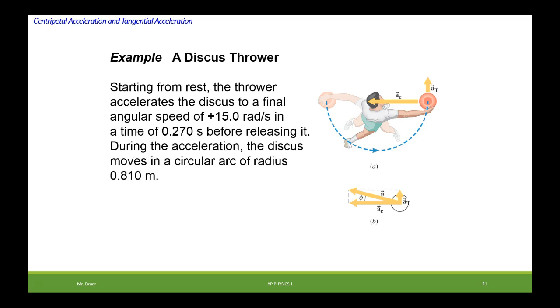All right, let's try a problem. Starting from rest, the thrower accelerates a disk to a final angular speed of 15 radians per second in a time of 0.270 seconds before releasing it. During the acceleration, the disk moves in a circular arc of radius 0.810 meters. And what we'd like to do is find the magnitude of the total acceleration. So not only do we have to find the tangential acceleration, but the centripetal acceleration, and add the two together as vectors. And since we're only looking for the magnitude of the acceleration, we don't have to worry about the angle. But we could easily find the angle if we wanted to.